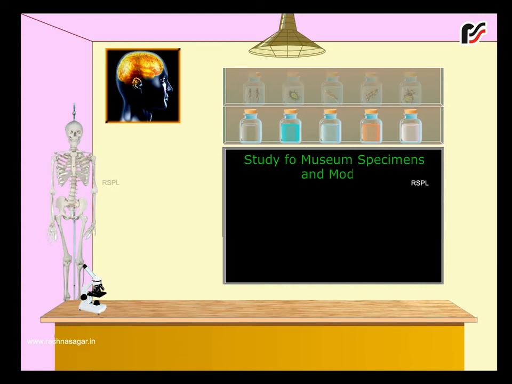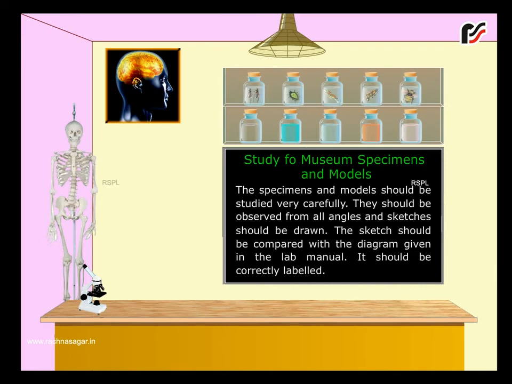Study of museum specimens and models. The specimens and models should be studied very carefully. They should be observed from all angles and sketches should be drawn. The sketch should be compared with the diagram given in the lab manual. It should be correctly labeled.